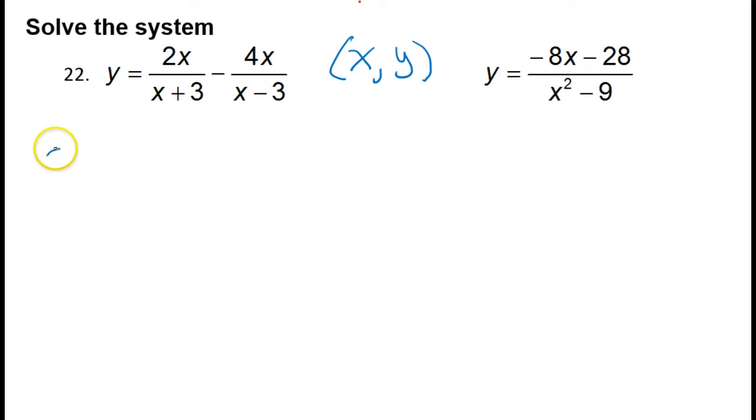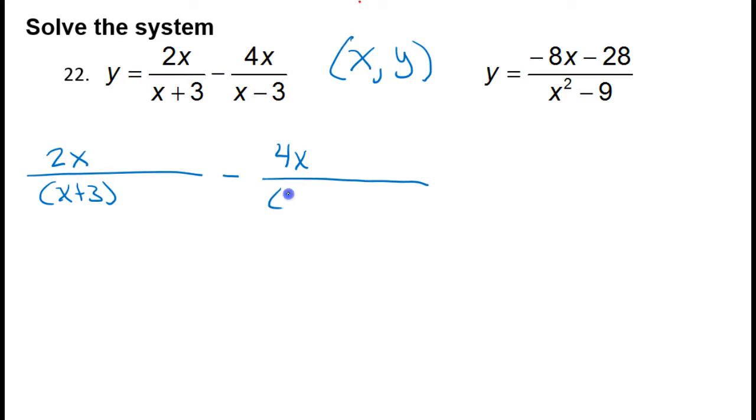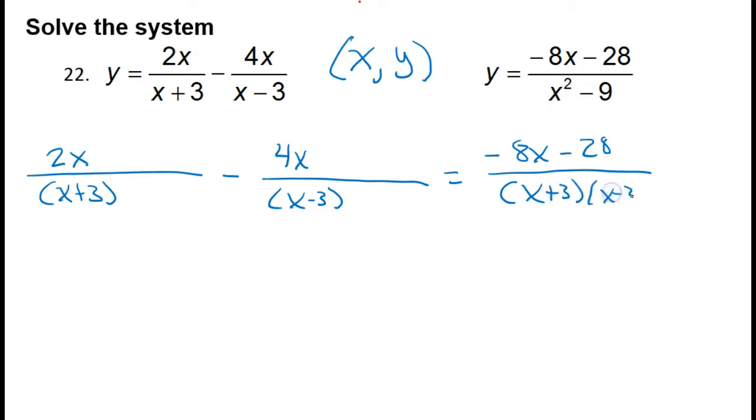So I will have 2x over x plus 3 minus 4x over x minus 3 is equal to negative 8x minus 28 over, and I'm going to go ahead and factor this, x plus 3, x minus 3.